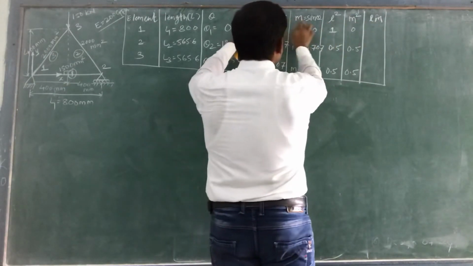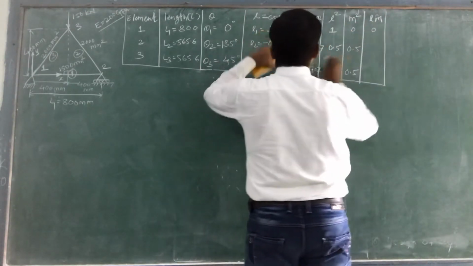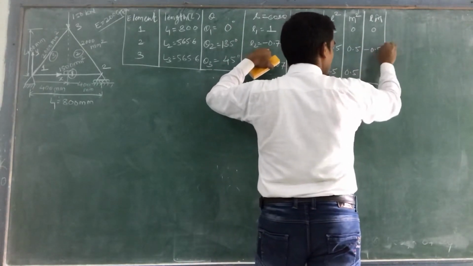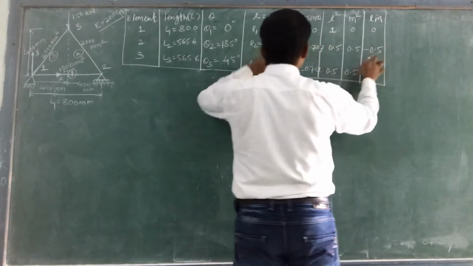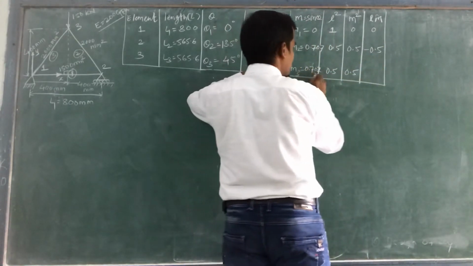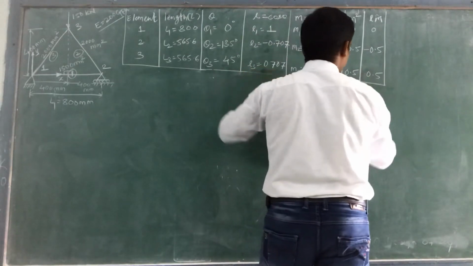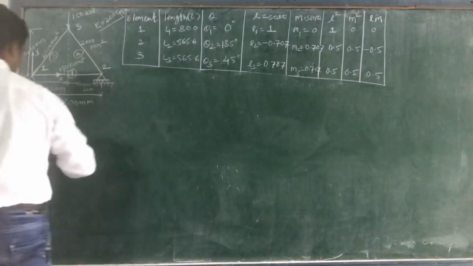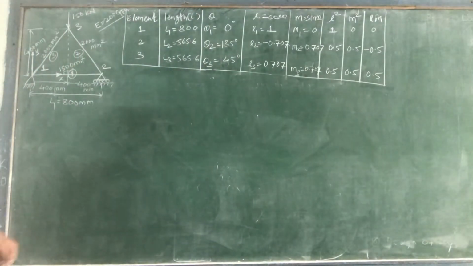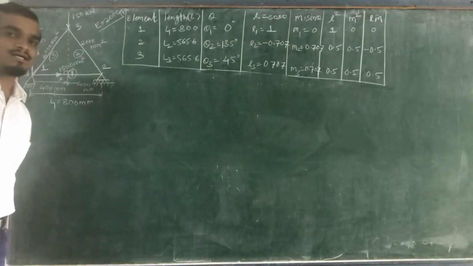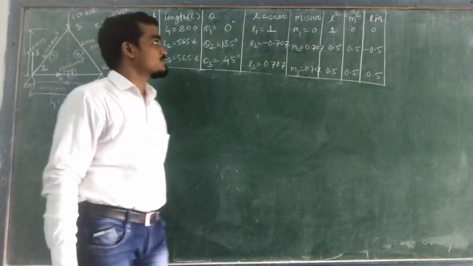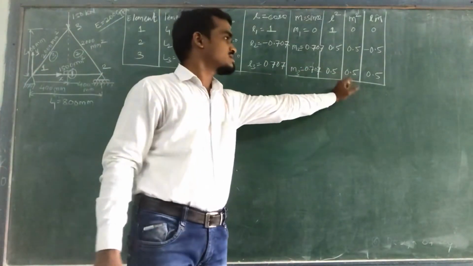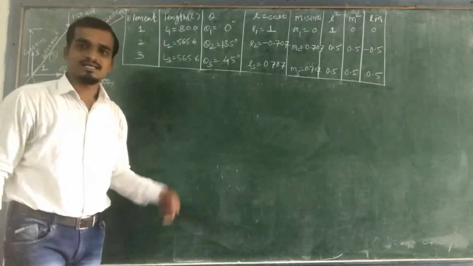So l into m: 1 into 0 will give 0. Minus 0.707 into 0.707 will give minus 0.5. Then 0.707 into 0.707 gives 0.5. In this way, we have constructed this table for theta, l equal to cos theta and m equal to sine theta, because we need all these values while constructing our elemental stiffness matrix. Now next thing is what?